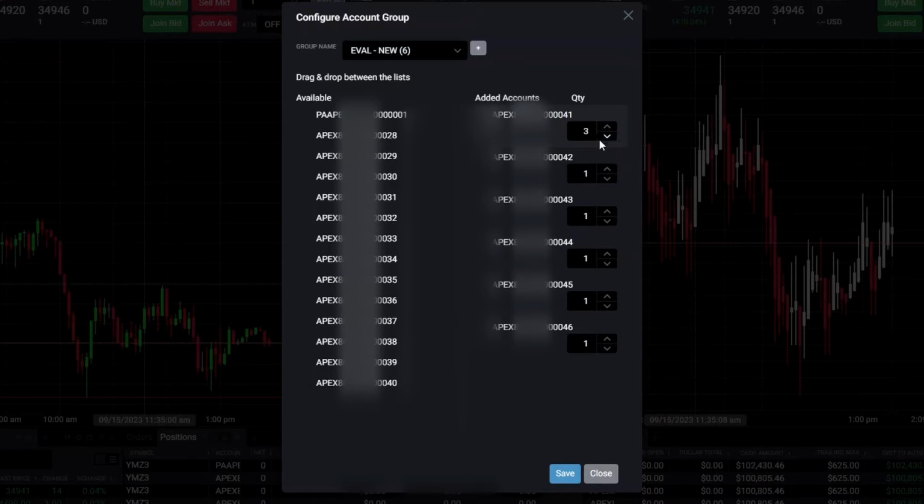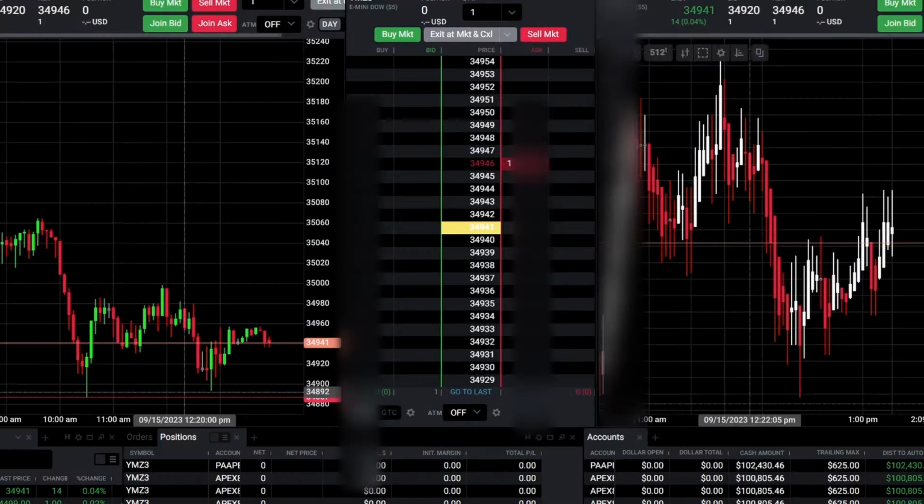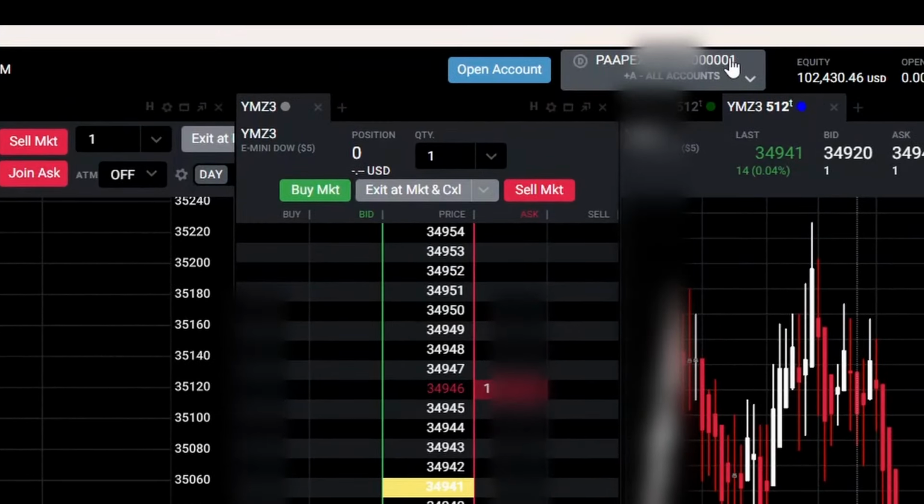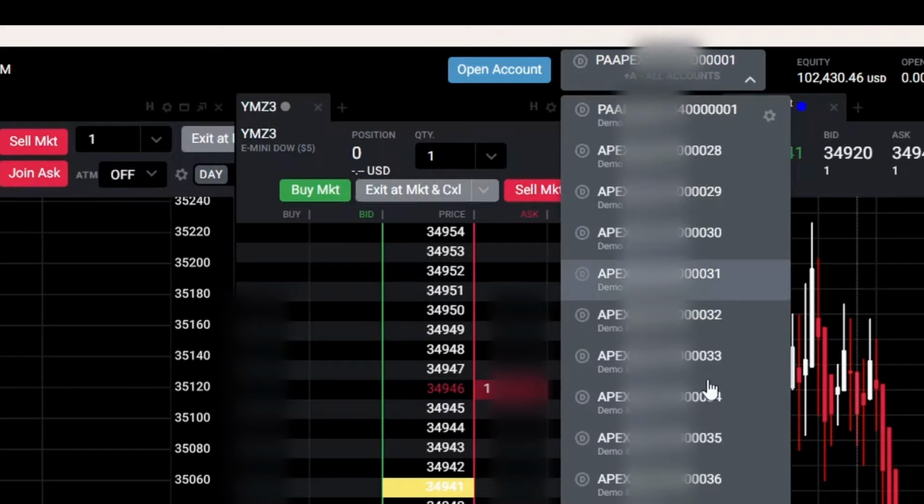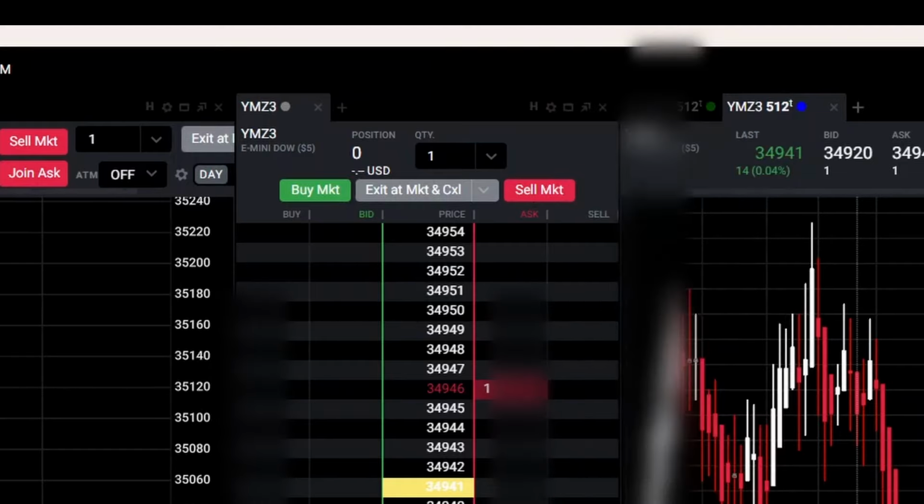So you can vary that depending on what style you want to use with the way you're trading. So now I'm going to save this group that I've called eval new 6. And then after I have saved that group, just to point out again, the suffix is from 41 through 46. So the important part here is you need to select the account, one of the accounts, either 41 through 46. So I'll select that there.